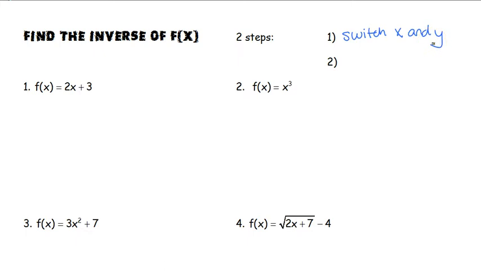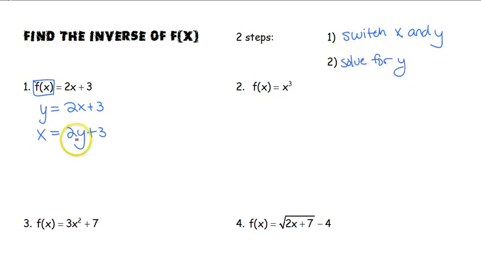So we look at number 1, we've got f of x is equal to 2x plus 3. Technically there is no y, but we do know that f of x is the same thing as y. So this equation is y equals 2x plus 3. So step 1, we're going to switch those x and y's. So that's now x equals 2y plus 3. And our second step is to solve for y.